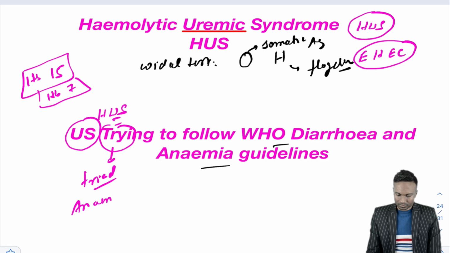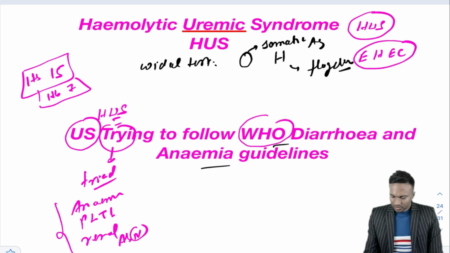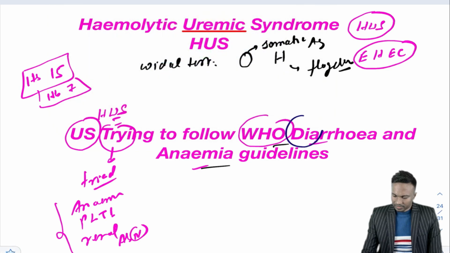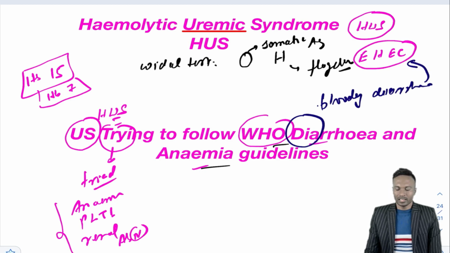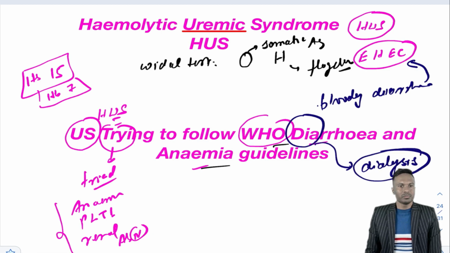Anemia, decrease in platelet count, and renal abnormalities. So this is the triad. Trying to follow WHO diarrhea and anemia guidelines. Diarrhea, again, will include bloody diarrhea due to enterohemorrhagic E. coli. Again, it will include the treatment part, that is hemodialysis or peritoneal dialysis, which may be needed to treat hemolytic uremic syndrome.